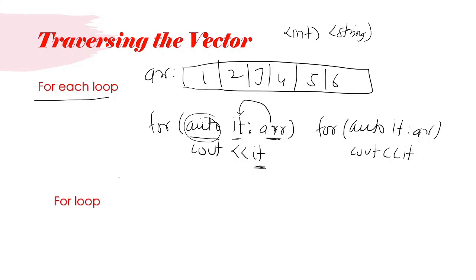In a normal for loop we can do what we do for our normal array as well. Say for example i equals 0, i is less than n, and i plus plus, and I need to print it, so I simply write arr of i. So this is the same as what we do for our normal array. I hope you understand how the traversing of the vector takes place.